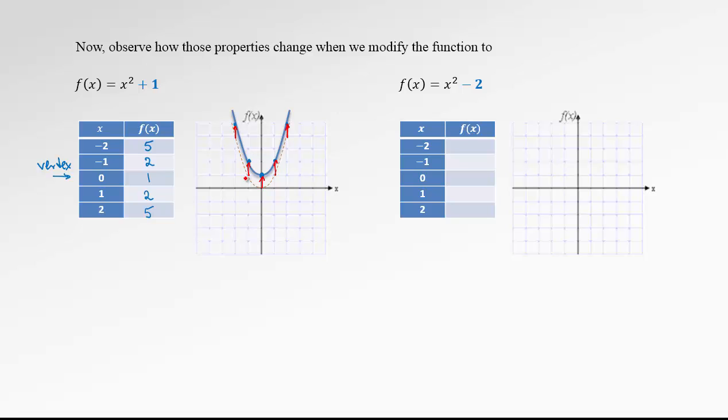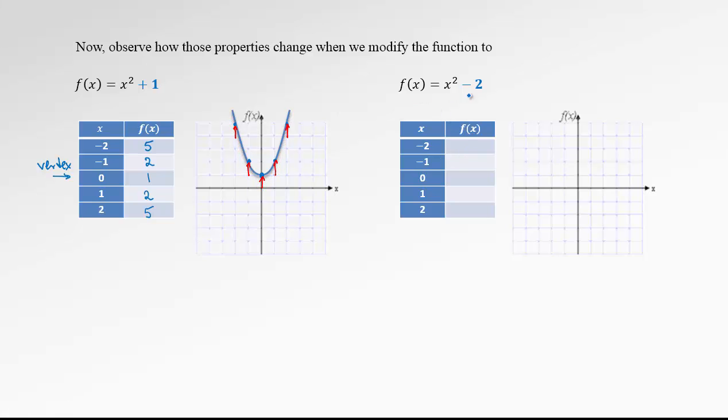Okay, so could we graph this function without the table of values? Yes, we could. As long as we remember the shape of x squared, which is this basic parabola, it's enough to move the whole shape just one step up. It goes like this. Here we go.